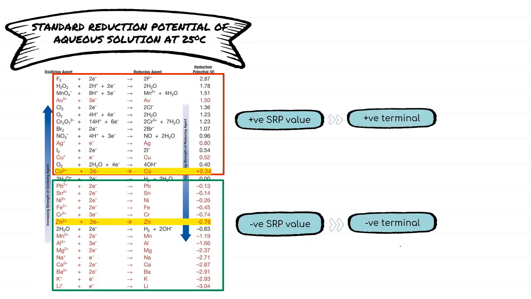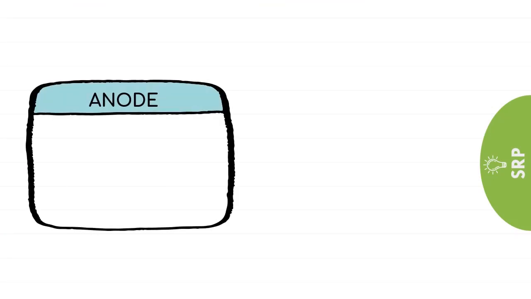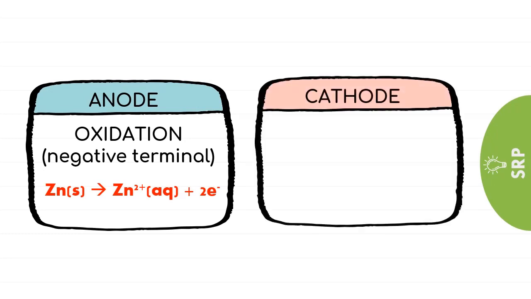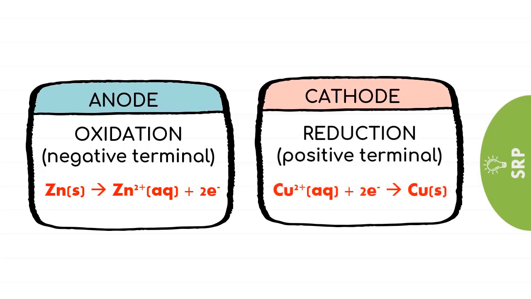To determine electrode and cell potential, always choose the metal with the more negative value to become the anode, and the more positive value to become the cathode. Therefore, it can be concluded that the anode undergoes oxidation and has the negative terminal, which in this case is zinc. The cathode undergoes reduction and has the positive terminal, which in this case is copper.